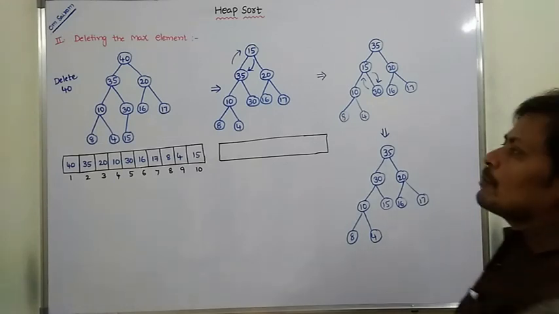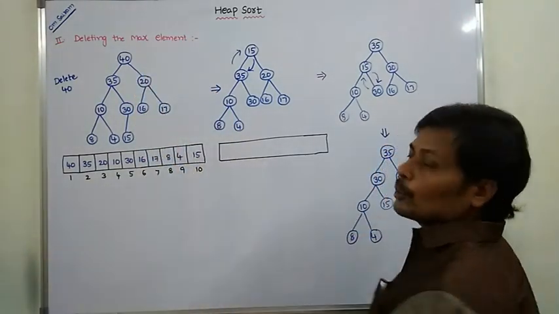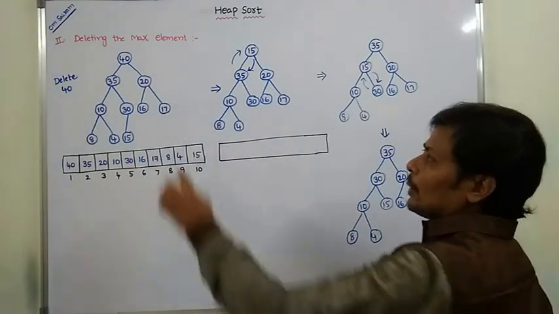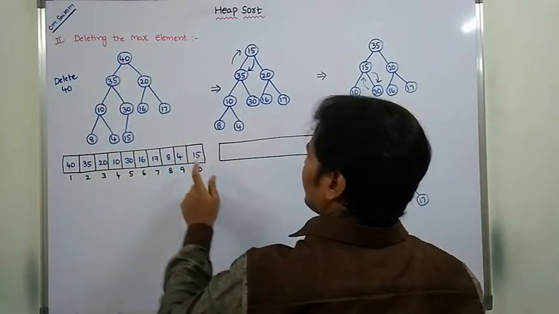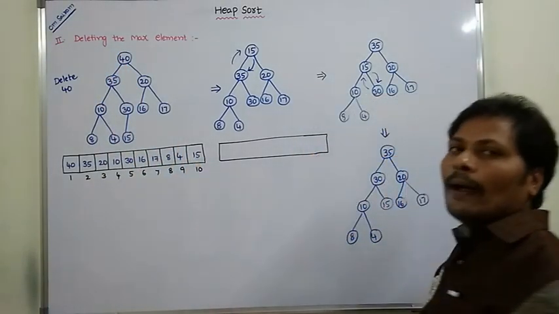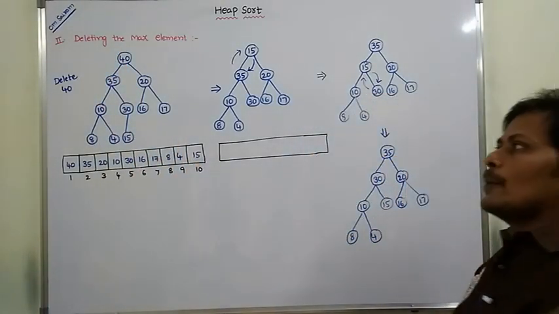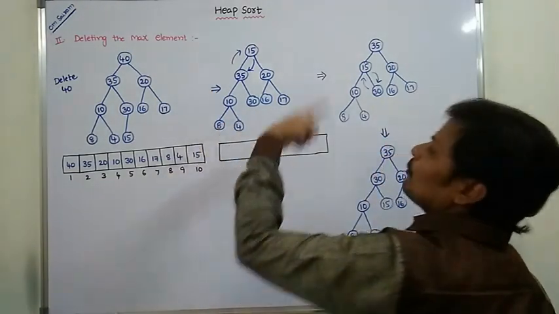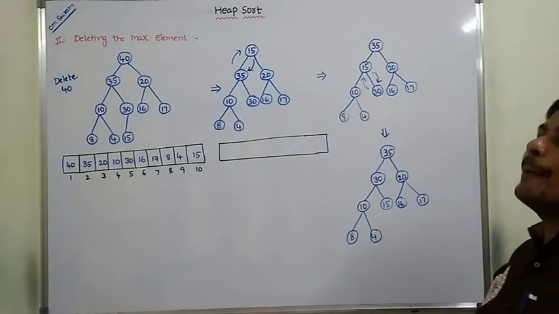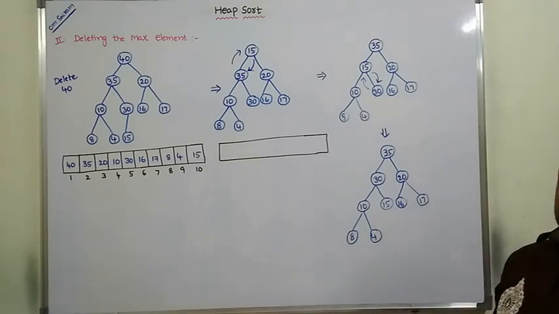So, once we delete the root node, that root node is replaced with the last element in the complete binary tree. After replacing, again we have to check whether the maximum heap property is satisfied or not.